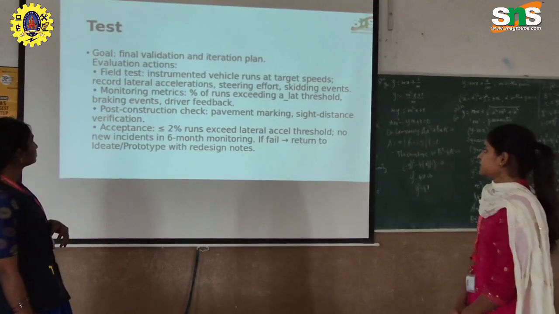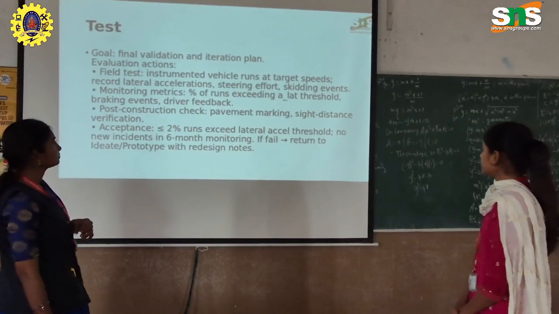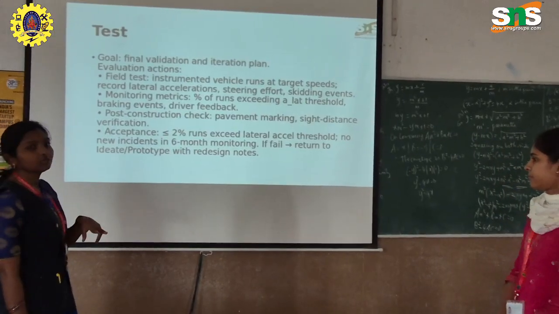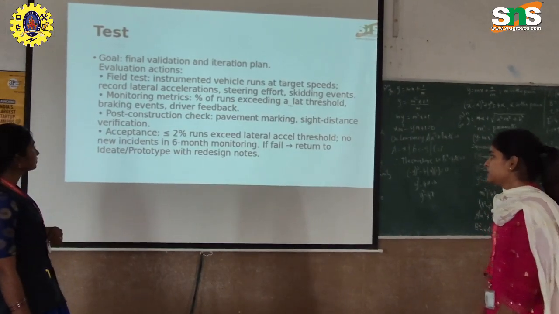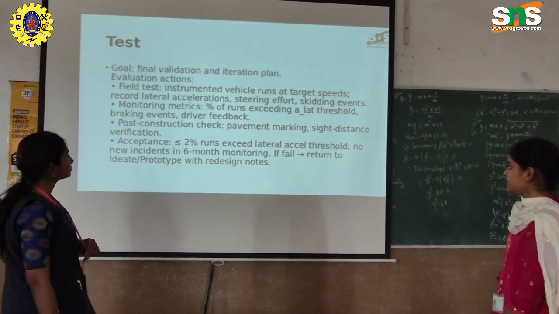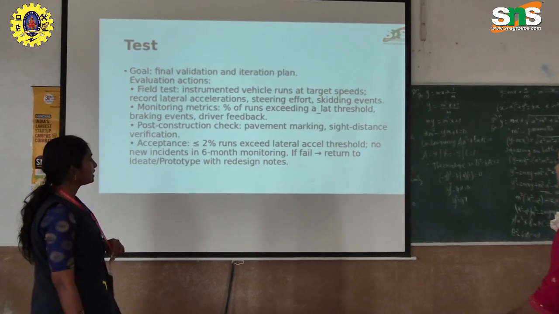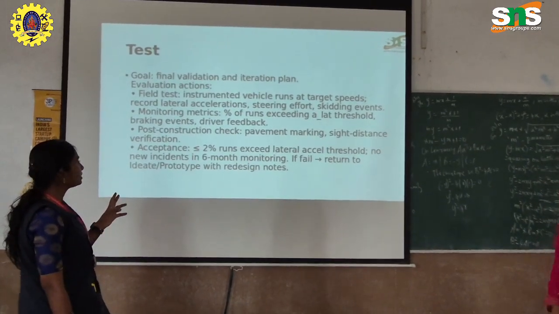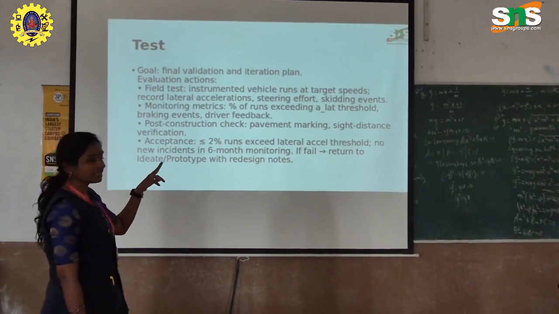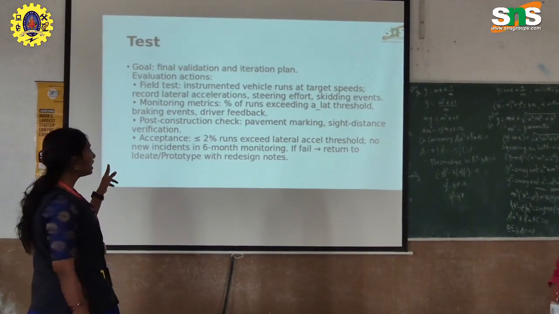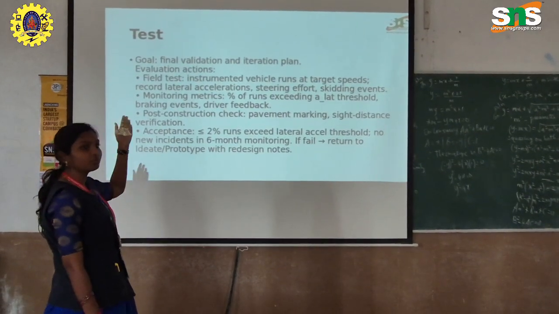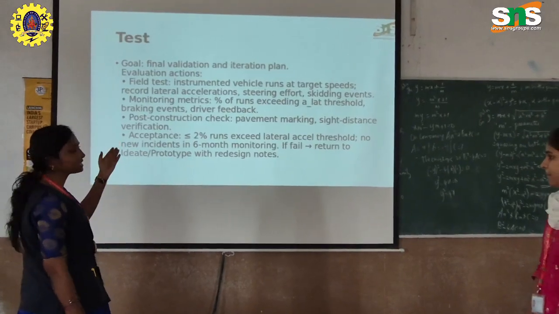Next is the post-construction step: pavement marking, site distance verification. These are to be done after the verification process. Next is acceptance: less than or equal to 2% of runs exceed the lateral acceleration threshold, and no new incidents in 6-month monitoring. So this is the acceptance level, and if it fails to attain that category, it will return to the ideate or prototype stage with redesign rules. So as I have said, if this is failing, we will move on to the previous step, work on it, and again come to this testing process.